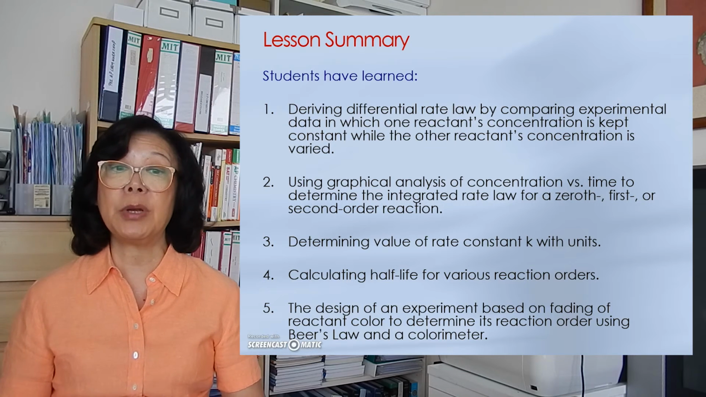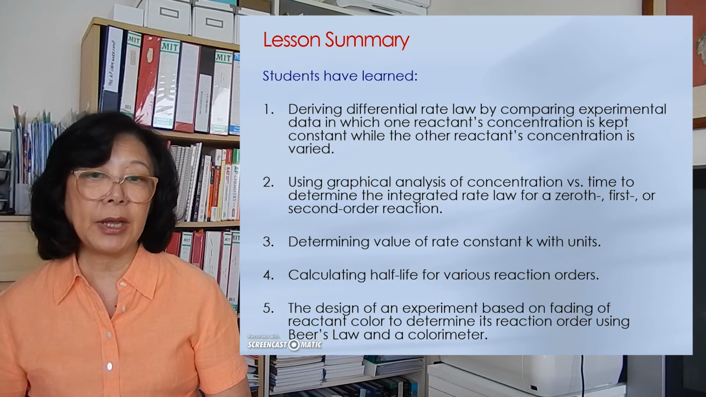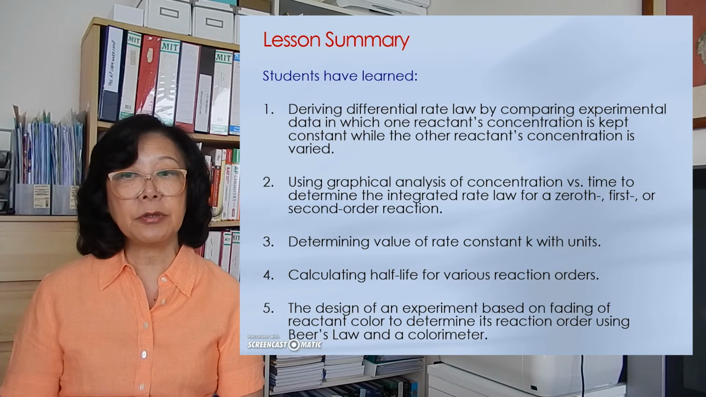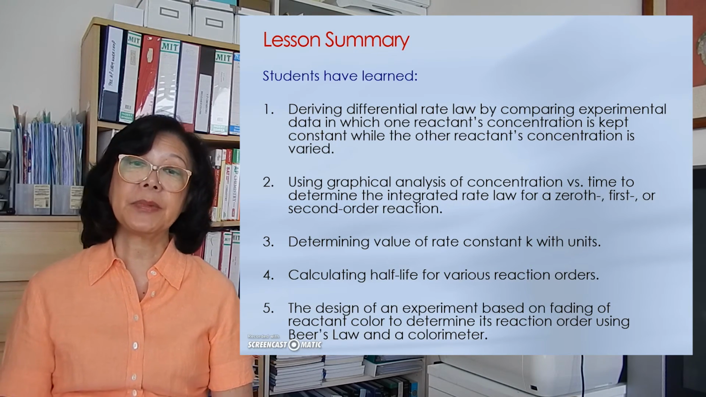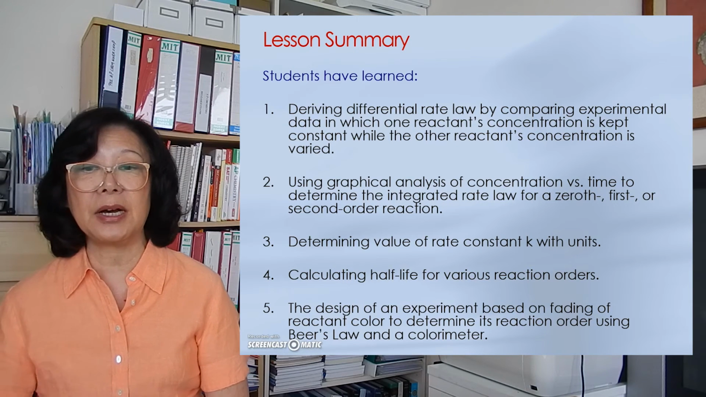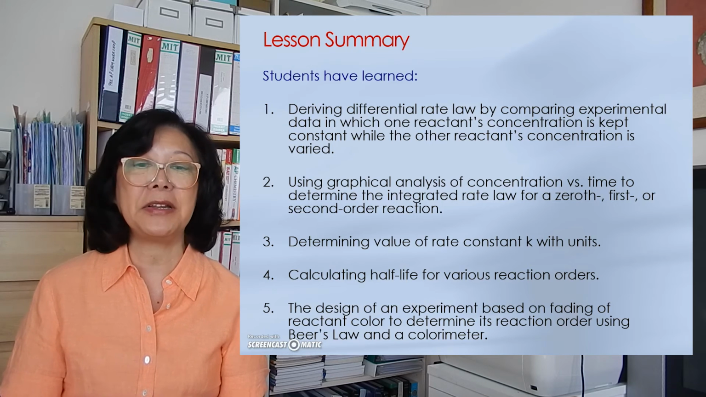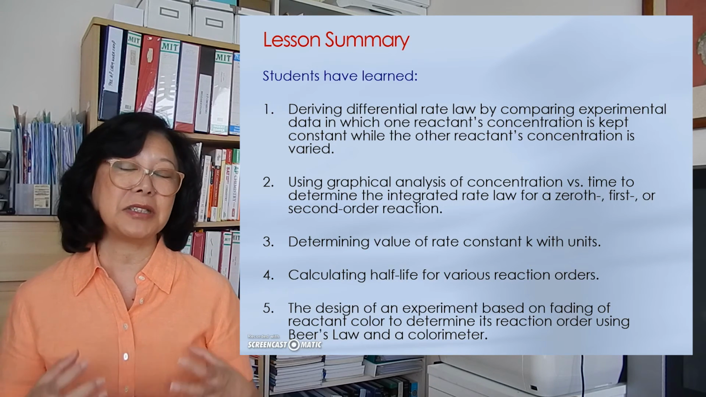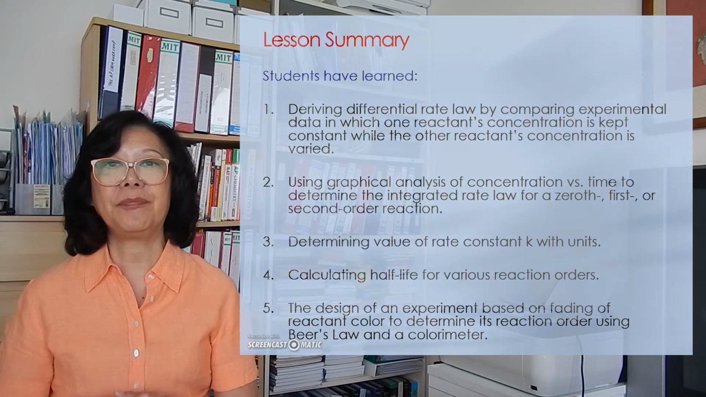And finally, we end up with a design of the experiment based on fading of reactant color to determine the reaction order using Beer's law and a colorimeter. Now when you're doing the lab in your class, you may recall the lab on the fading of crystal violet, and that's pretty much along the same kind of concept and idea as my point number 5.